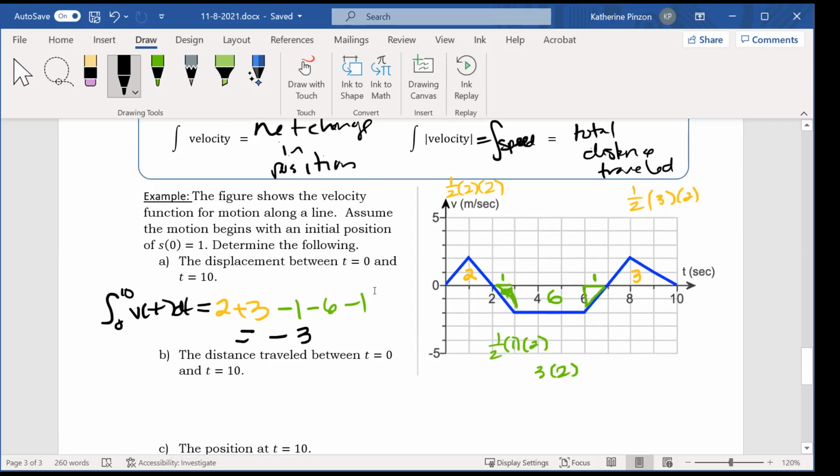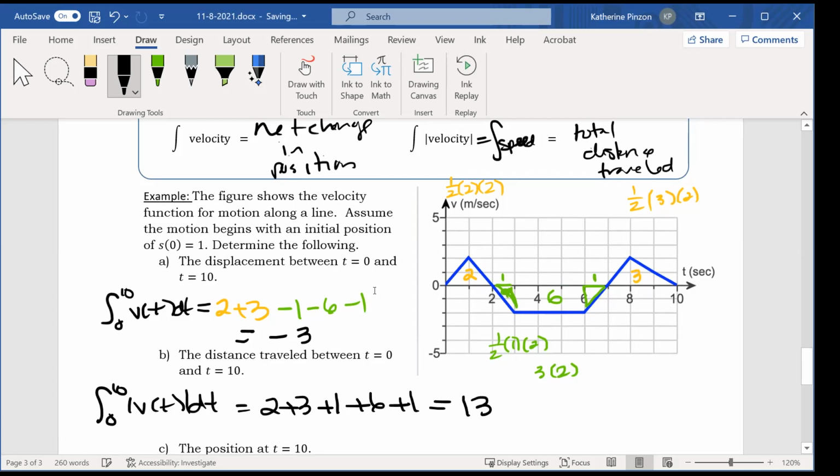So we're doing the integral from 0 to 10 of the absolute value of v of t. So 2 plus 3 plus 1 plus 6 plus 1. 13. Is that what someone said?